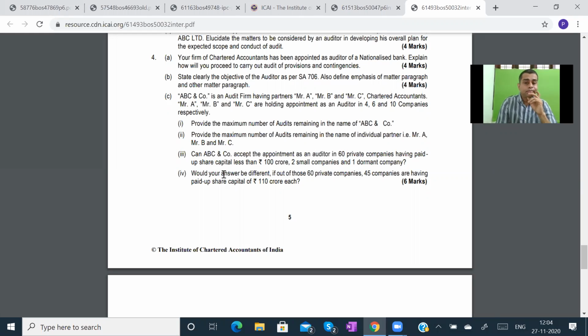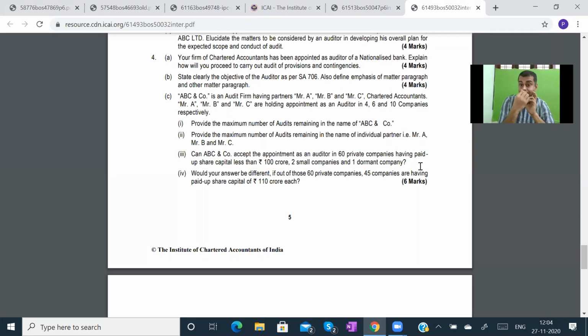Can ABC and Company accept the appointment as an auditor in 60 private companies having paid up share capital less than 100 crore, 2 small companies, and 1 dormant company? Yes, because these private companies having paid up share capital less than 100 crore, small companies and dormant company are not included in the audit ceiling limit of 20. The specified number of audits, 20, does not include exceptions.